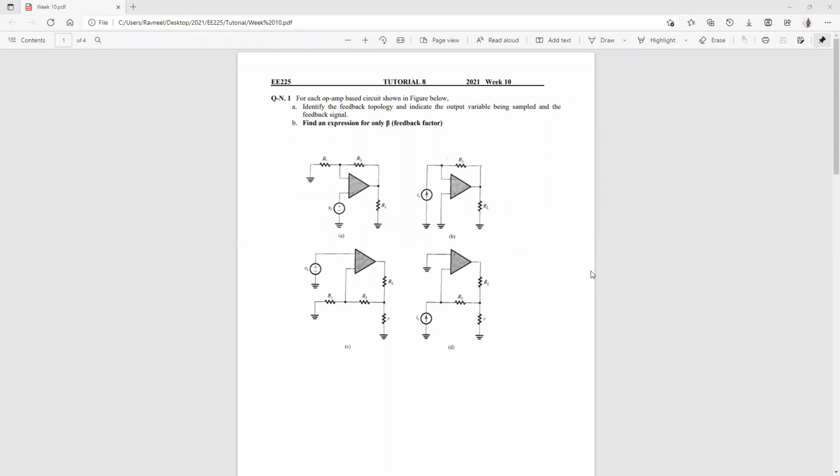This week's tutorial is based on feedback amplifiers. In this particular week's tutorial, we'll be identifying the beta and the alpha circuits from the circuits given, and we'll also try to identify the topologies. We have basically one question for this week's tutorial, but it is broken down into two parts. So let's begin with this week's tutorial.